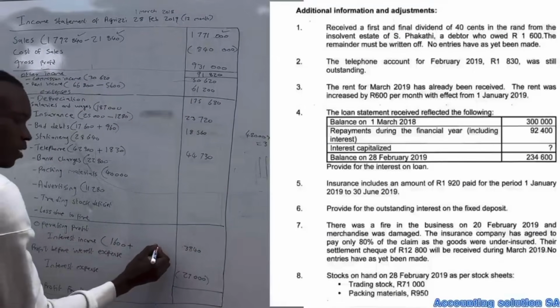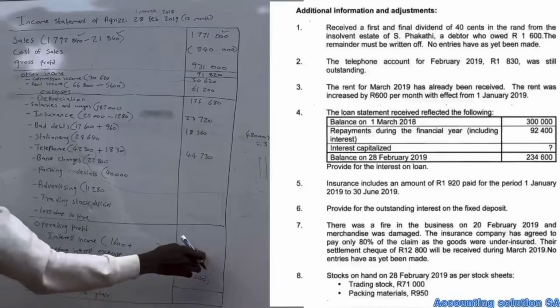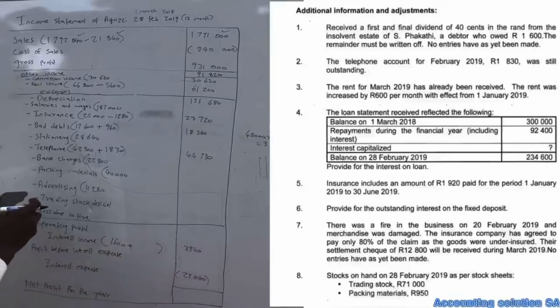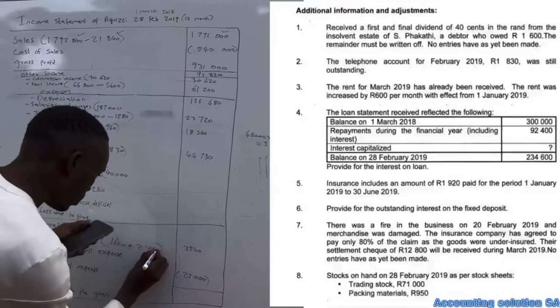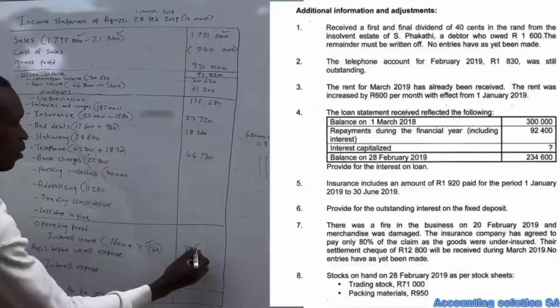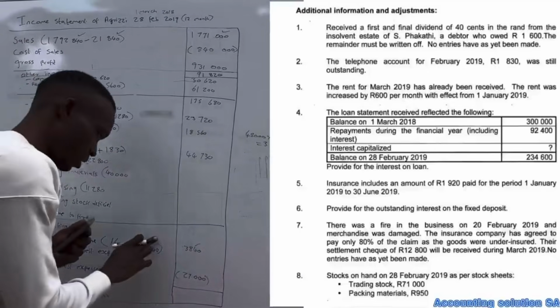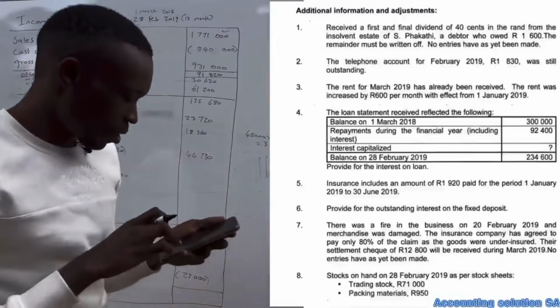When they said provide outstanding, you must find what you are going to add here. This one minus this one is going to give you 2,240. Then it's going to give you the outstanding. 1 mark here and 1 mark here, just like that. Very simple stuff. Okay, now moving to the next one.